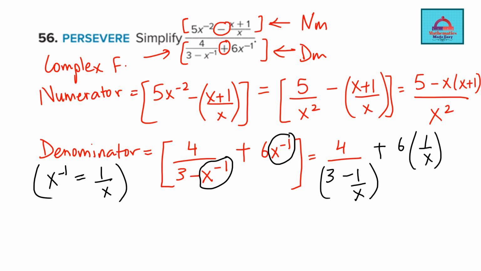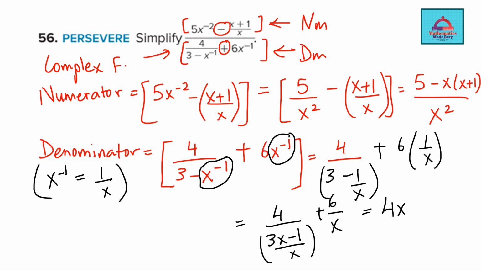Correct? Now I need to simplify more. How am I going to do it? 4 divided by, let's take LCM, 3x minus 1 over x here, and for this 6 over x. Okay, so till this step I hope it is clear. We are going to simplify a little bit more. Now this 3x minus 1 over x is in denominator, and it is like 4 divided by this, so this means we can flip this part in the numerator and write it in this way, and this is to be added to 6x.